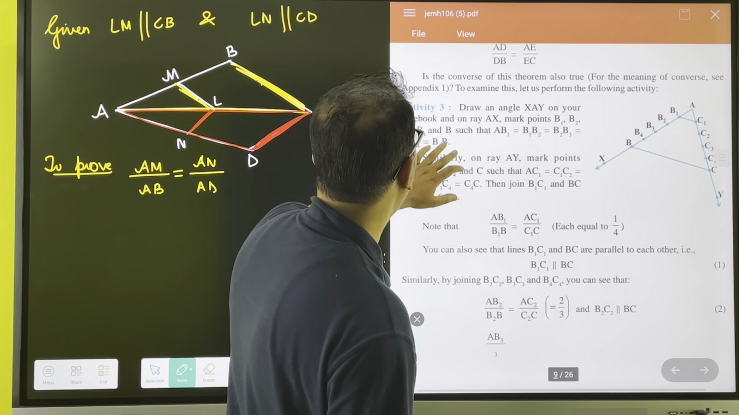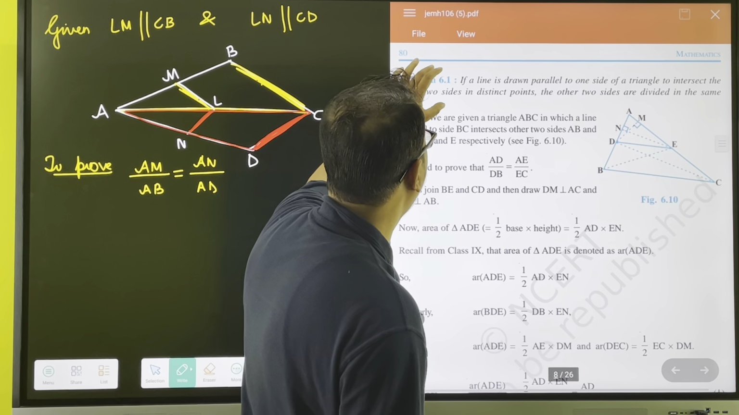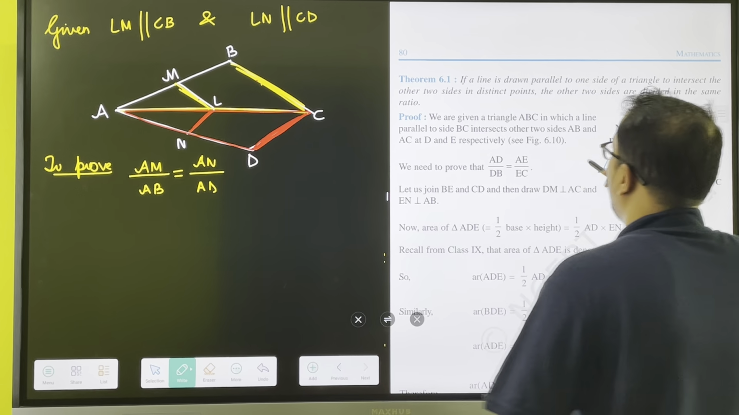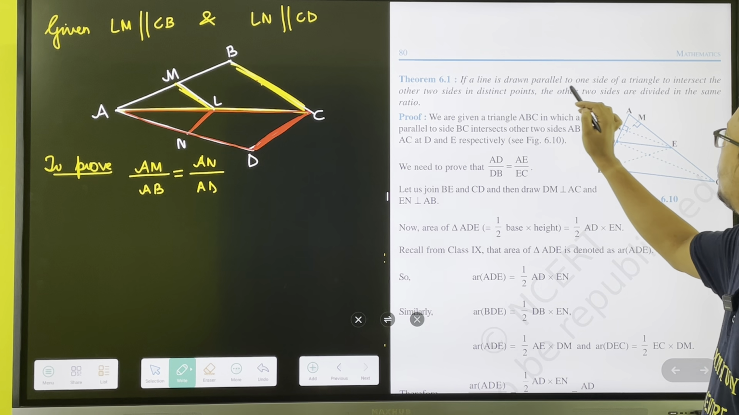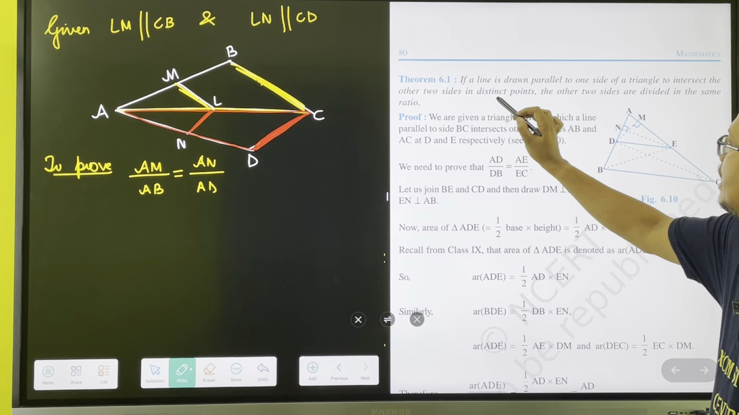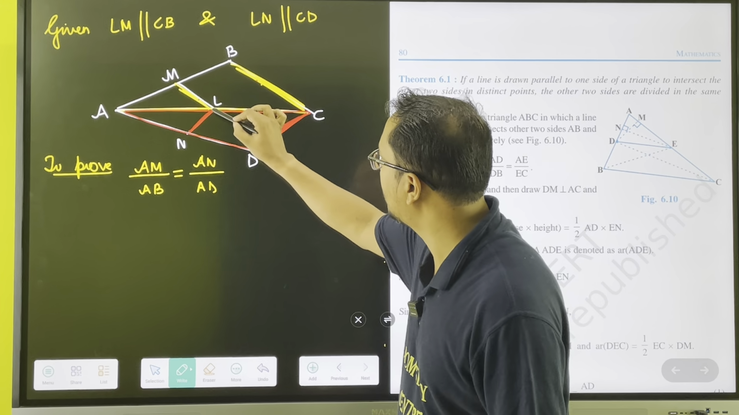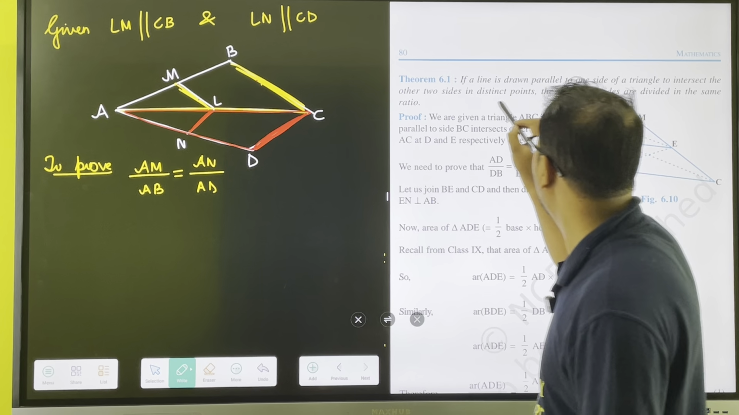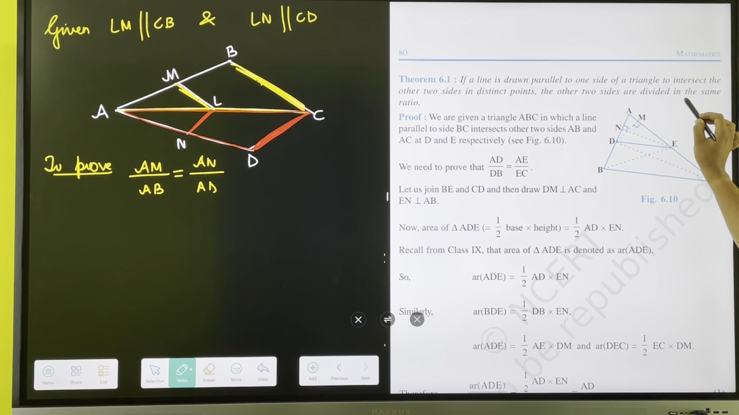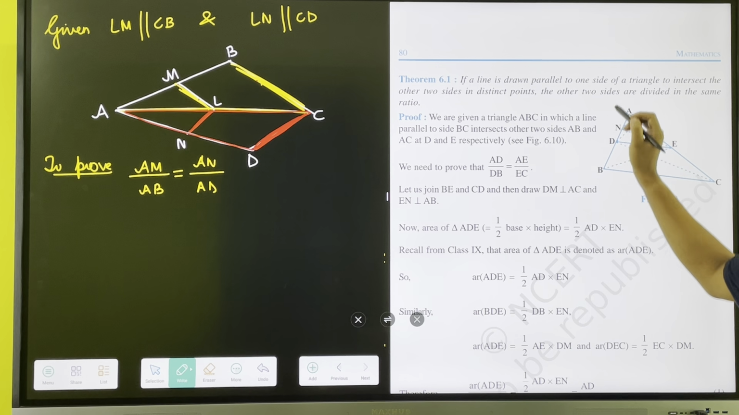So theorem 6.1 tells us, okay, we have found another theorem. The theorem says that if a line is drawn parallel to one side of a triangle to intersect the other two sides in distinct points, then the other two sides are divided in the same ratio. So students, we are now going to apply this particular theorem.